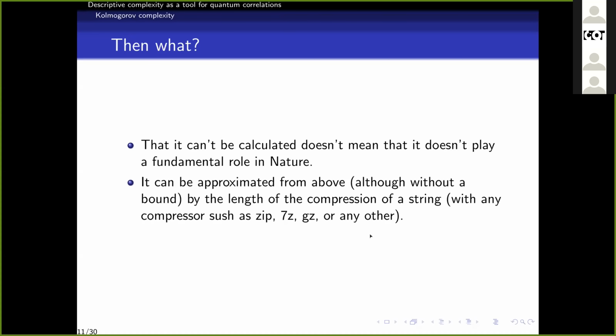And also, although we cannot calculate it, we can approximate it from above, although it's not a bounded approximation, by the length of the compression of a string. We just take a string and compress it with any compressor, like zip or GZ or anything. The length of the compressed file will be an upper bound to the Kolmogorov complexity of the string. So even though we cannot calculate it, we can use different kinds of approximations to try to work with it. Okay.